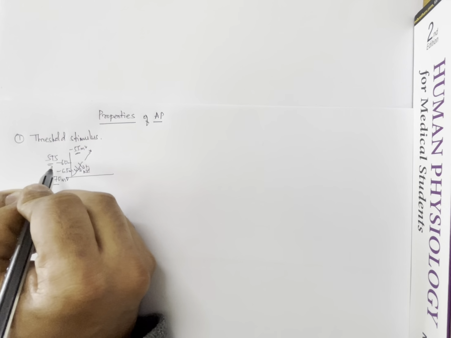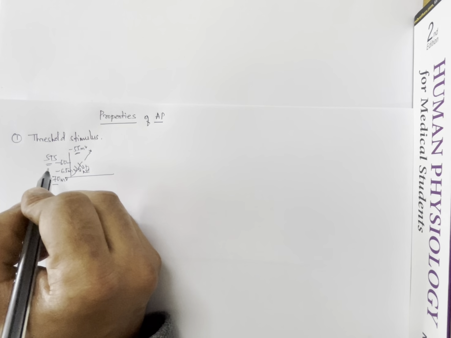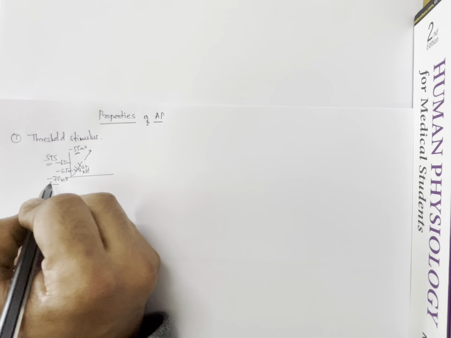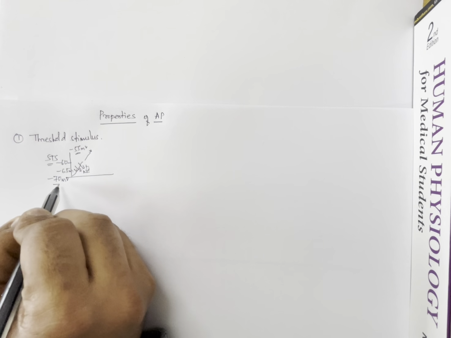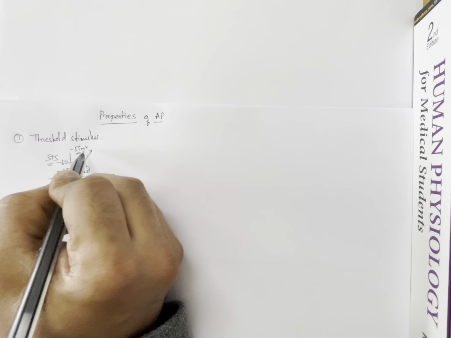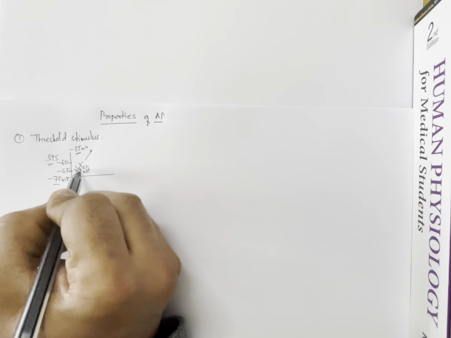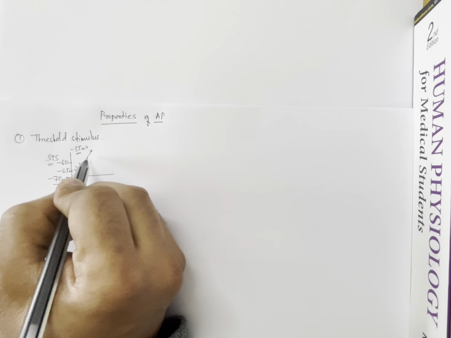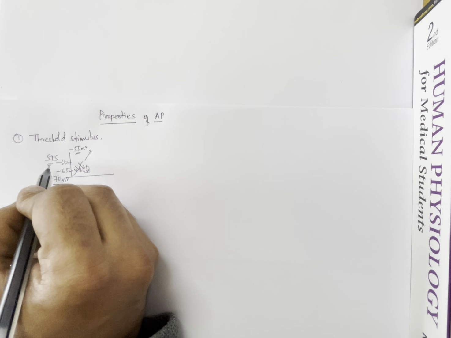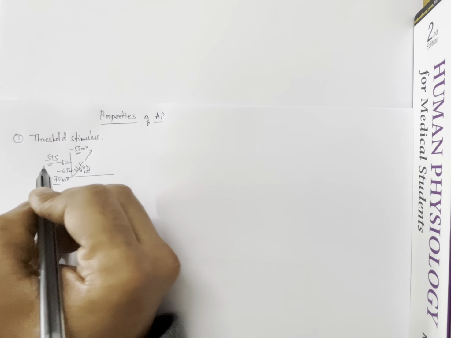So when the sub-threshold stimulus is applied, the membrane potential will not be taken from resting state to the firing threshold levels. So there are slight deflections or slight depolarizing potentials which are generated with sub-threshold stimulus. But when a threshold stimulus is applied, what is happening?